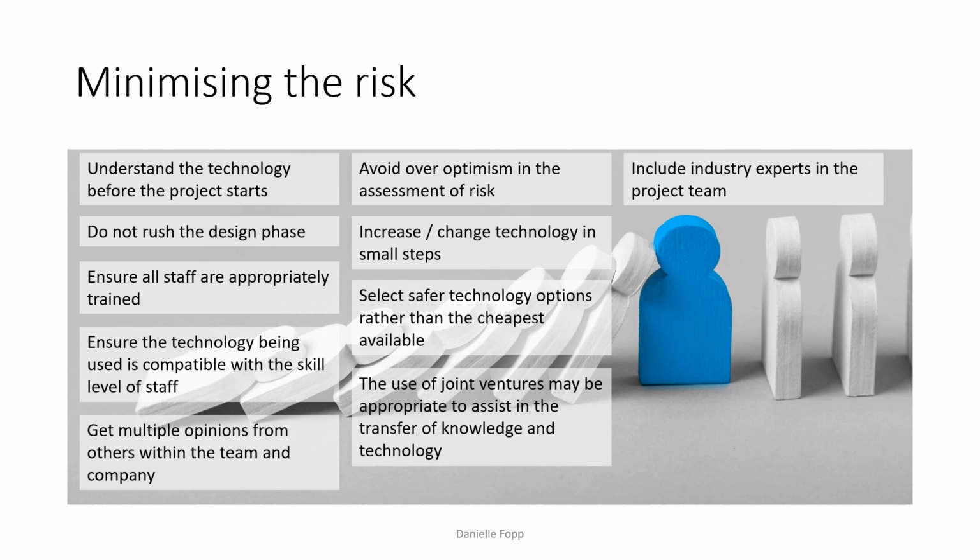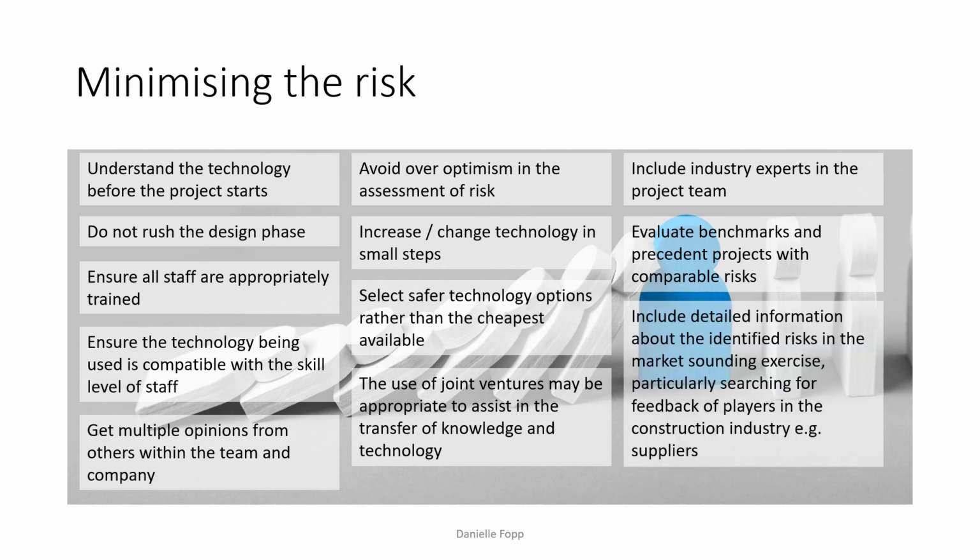We want to include industry experts in the project team, whether that's from the original company or whether they are coming in as consultants. We want to make sure that we are evaluating benchmarks and precedent projects with comparable risks. So what has the company done before with this level of risk? How did it go? What are we doing in this space? We need to include detailed information about the identified risk in any market sounding exercise or any stakeholder engagement that's going out for funding, particularly if we are searching for feedback of players in the construction industry or other relevant industries.